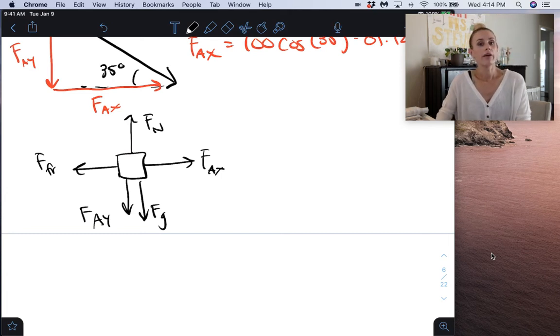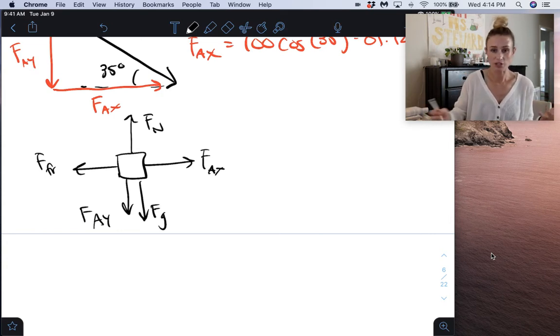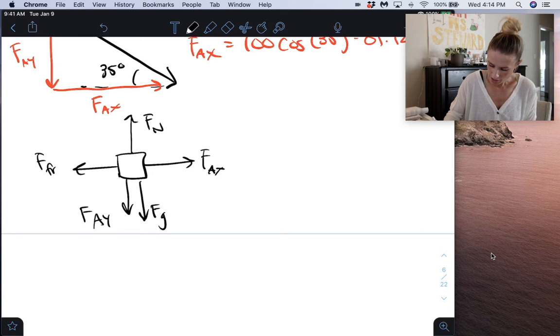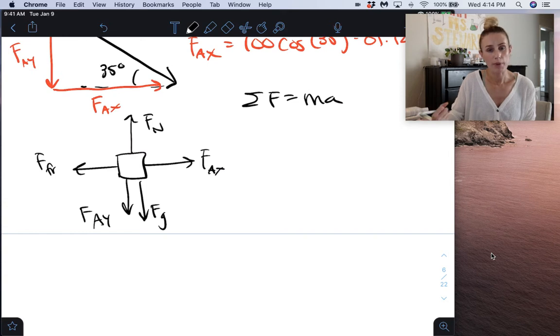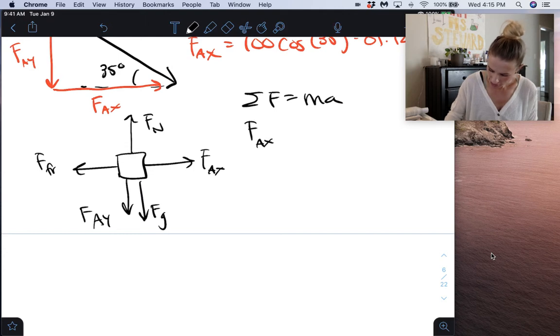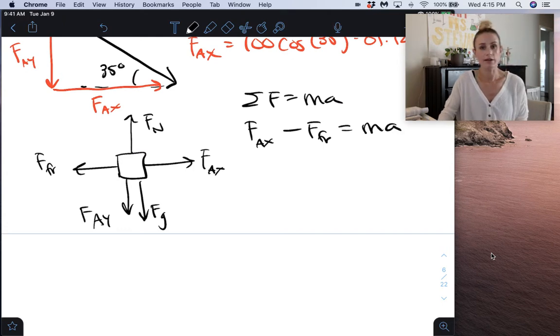So I know that I'm solving for acceleration here. So using Newton's second law in the horizontal x direction, because that's the direction of acceleration, we get net force is equal to mass times acceleration in the x direction. Net force I'm going to call right positive because that's the direction of the applied force in the x direction. So I get force applied in the x direction minus the force of friction equals mass times acceleration.